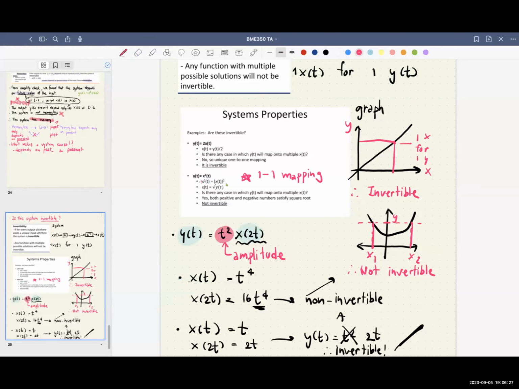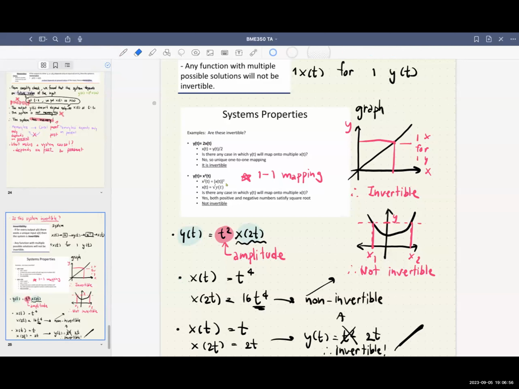No, I'm saying it is invertible regardless of all of that, because you have to ask the simple question: can I have two different x's for the same y, in a generic sense? So this is a system definition, not a signal definition. That's why you have to ask that question.